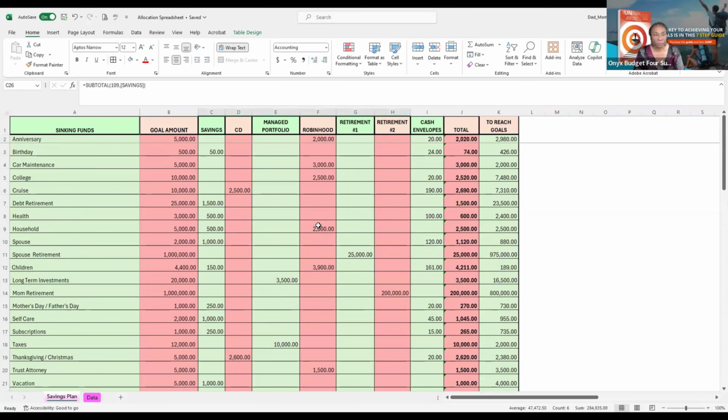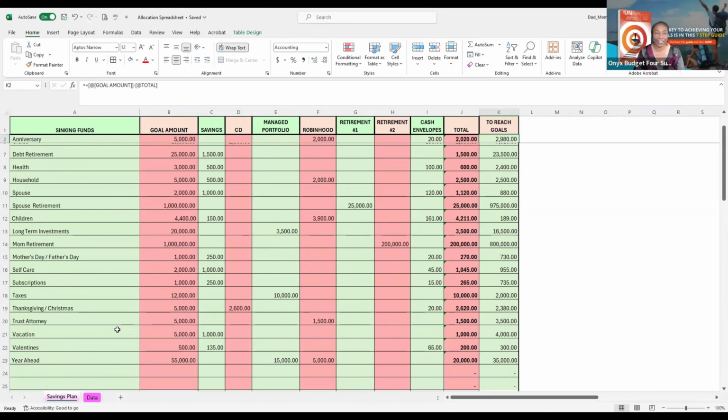And that's perfect. And so what it means over here now is for anniversary, we have a goal of 5,000, but we have 2,000 allocated. So we still need to save $2,980. So that's how much is left. Oh, we still got to put some money aside.